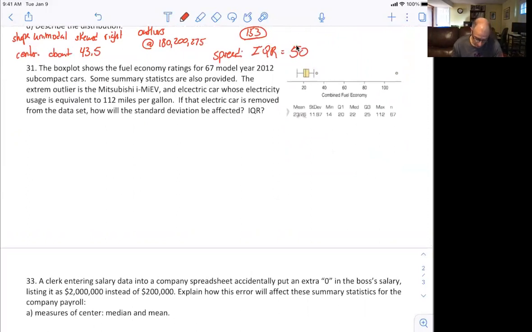The box plot shows the fuel economy ratings for 67 model year 2012 subcompact cars. Some summary statistics are provided. The extreme outlier is the Mitsubishi, which is an electric car whose electricity usage is equivalent to 112 miles per gallon. If that electric car is removed from the data, how will your standard deviation be affected? Oh my gosh, how have I done this to you and not explained what standard deviation is?